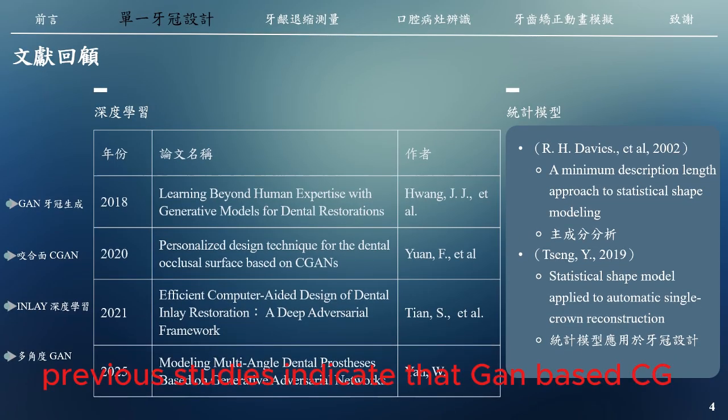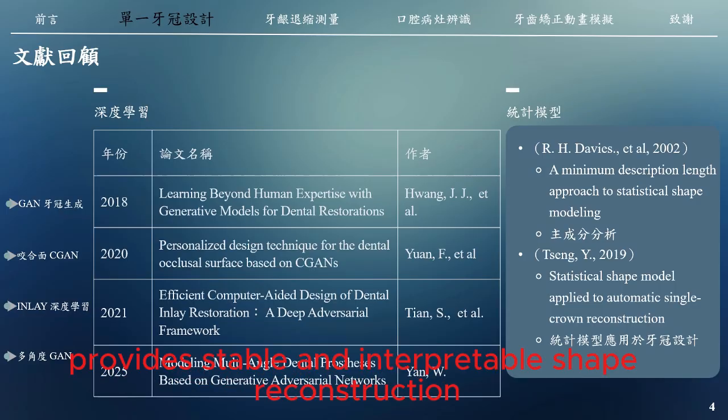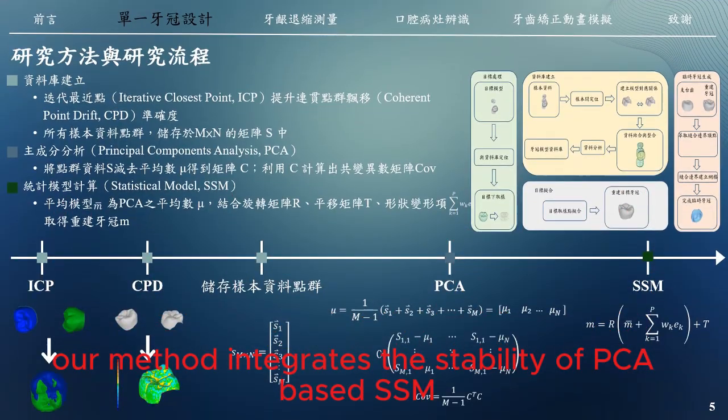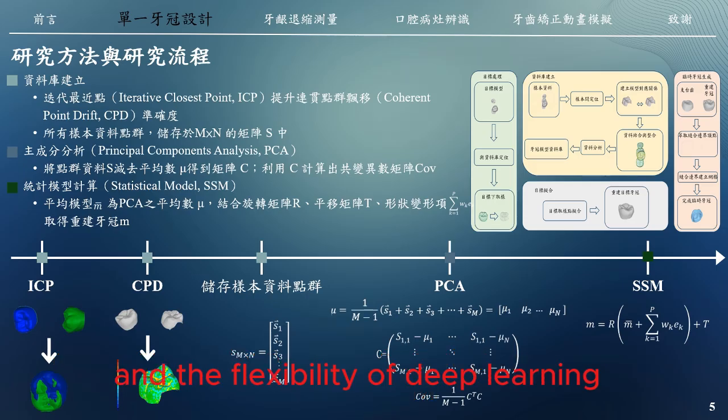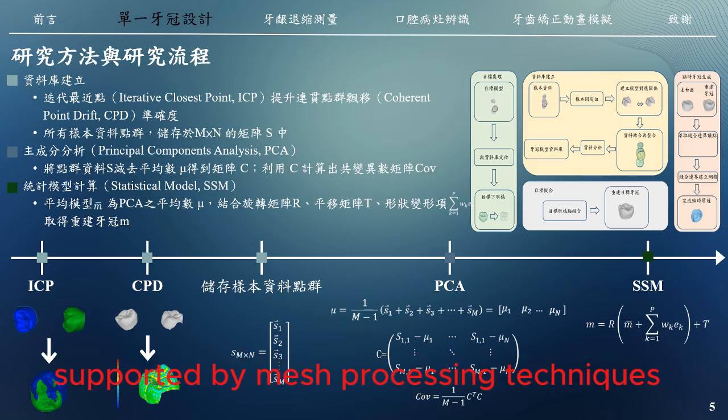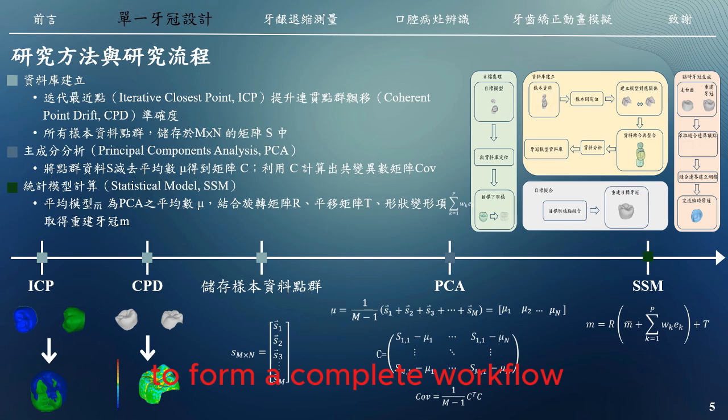Previous studies indicate that GAN-based CG models can generate occlusal morphology. SSM provides stable and interpretable shape reconstruction. Our method integrates the stability of PCA-based SSM and the flexibility of deep learning, supported by mesh processing techniques, to form a complete workflow for temporary crown generation.